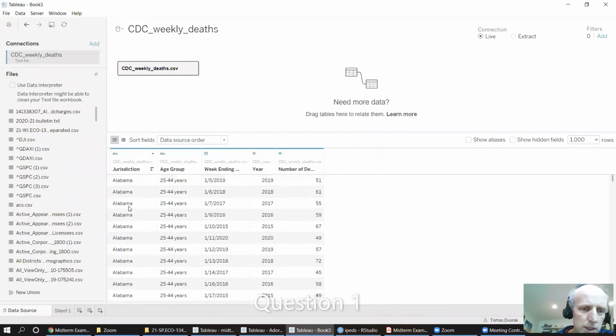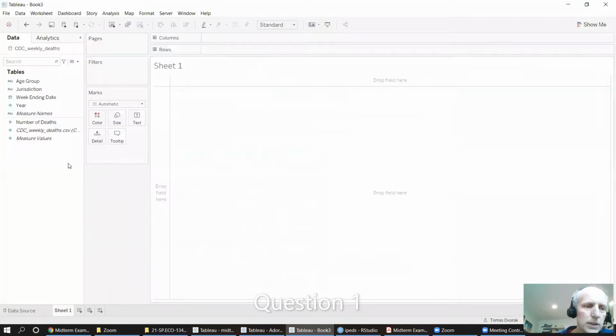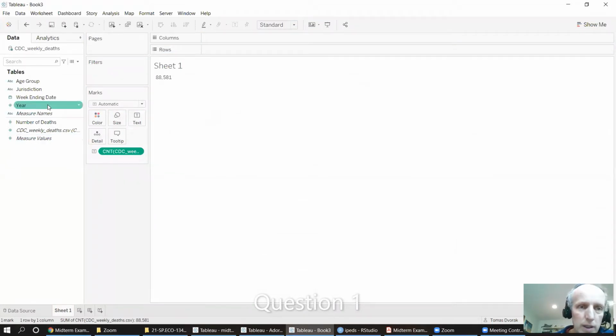We have a jurisdiction, which looks like a state. We have age group, and we have different dates, years corresponding to that date, and number of deaths. Well, let's take a look at how many observations we have. 8,581. Let's figure out what's the unit of observation.